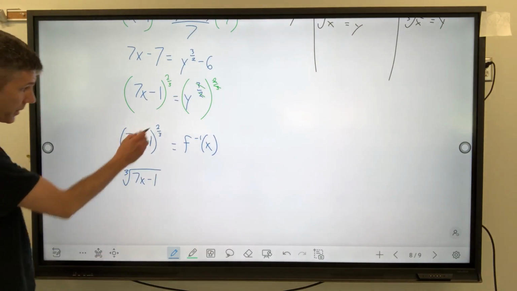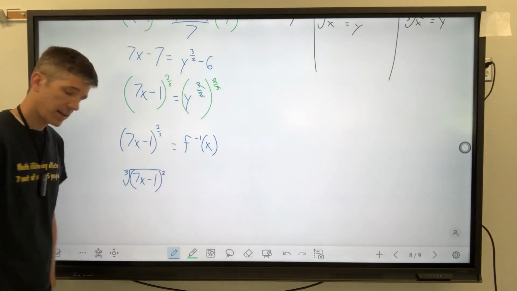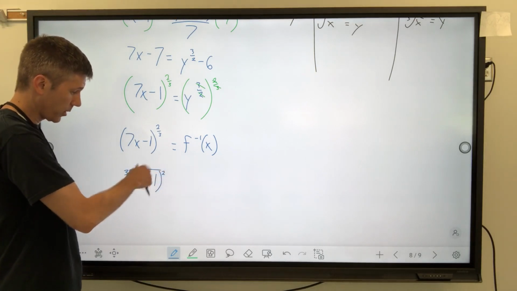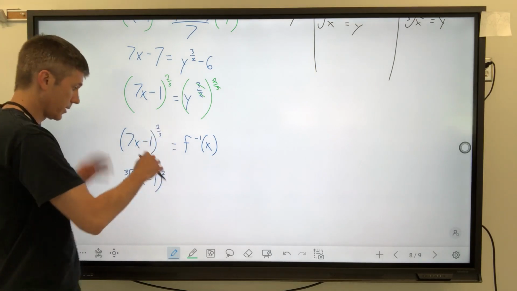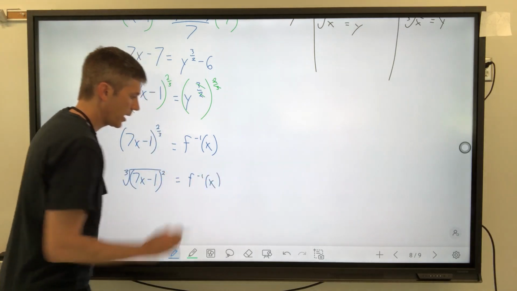Okay? What about that 2? Square that whole thing. Okay, now we can argue over where the squared goes. It could go inside, squared around the whole thing. Could go outside squaring the entire operation. Either way, it's correct. And we have found the inverse.